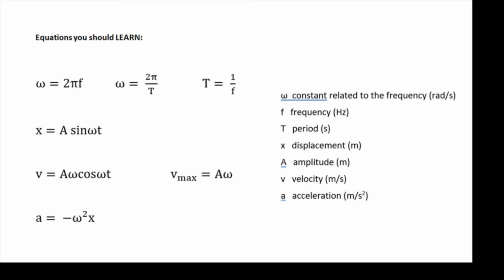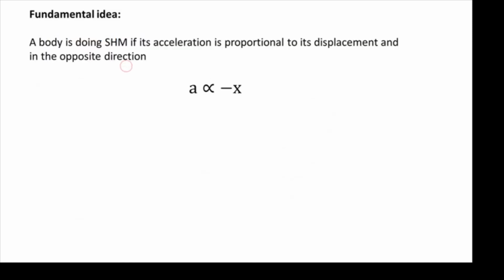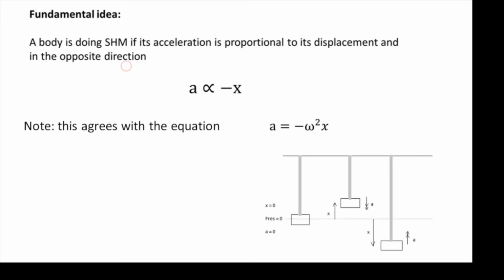So if omega is a constant, that tells us that a equals minus a constant times x. And this is a fundamental idea, and this is our definition of SHM. A body is doing SHM if its acceleration is proportional to its displacement and in the opposite direction, which is why there's a minus sign there. Note that agrees with the equation a equals minus omega squared x.